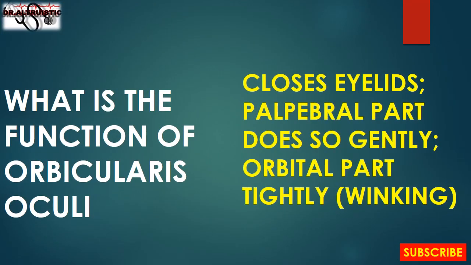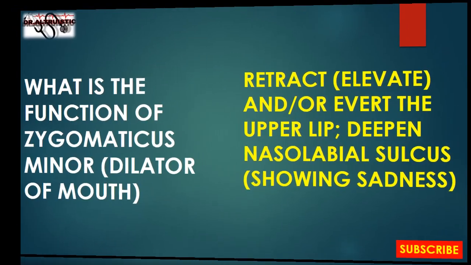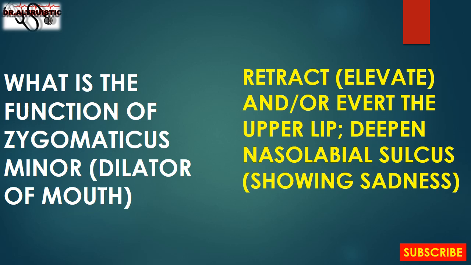What is the function of orbicularis oculi? Closes eyelids, palpebral part does so gently, orbital part tightly, winking. What is the function of zygomaticus major, dilator of mouth? Elevates labial commissure, bilaterally to smile, and unilaterally to sneer. What is the function of zygomaticus minor, dilator of mouth? Retracts, elevates, and/or everts the upper lip, deepens nasolabial sulcus, showing sadness.